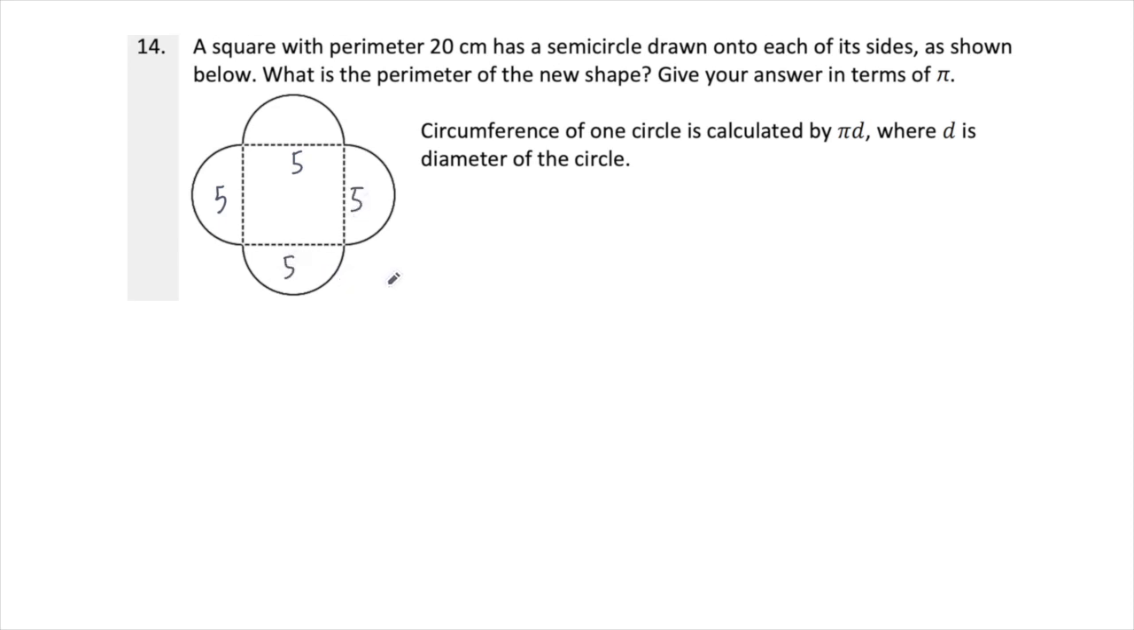Now let's find the circumference of each semicircle. Since a semicircle is half a circle, the circumference of a semicircle is half the circumference of a circle. So that means the circumference of a semicircle is equal to 1/2 pi d. Since d is equal to 5, we can substitute 5 in for d, and we get 1/2 pi times 5. Simplifying this, we get 5/2 pi.